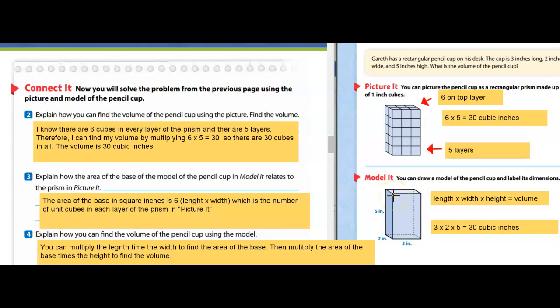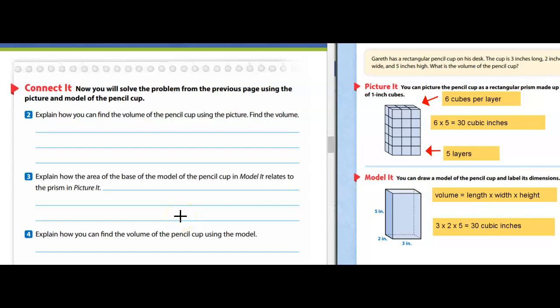So a possible explanation could have been: you can multiply the length times the width to find the area of the base. Then multiply the area of the base times the height to find the volume. Make sure you're pressing pause and writing all of this down in your packet or on a blank piece of paper. Let's move on to question 5.